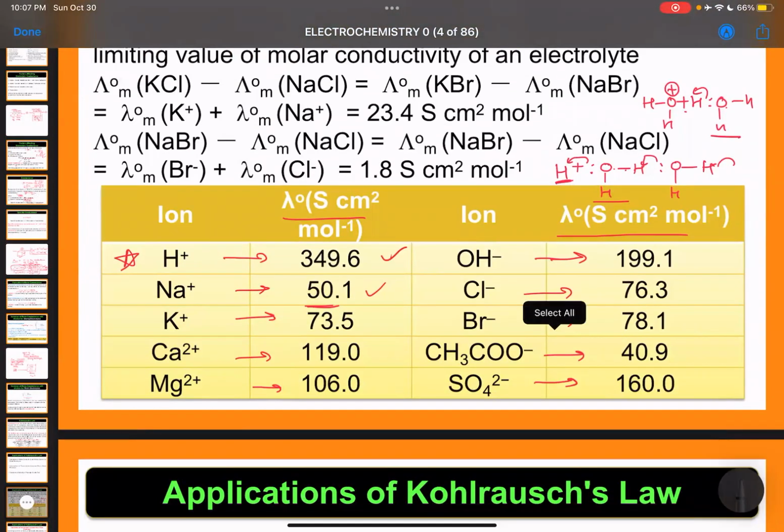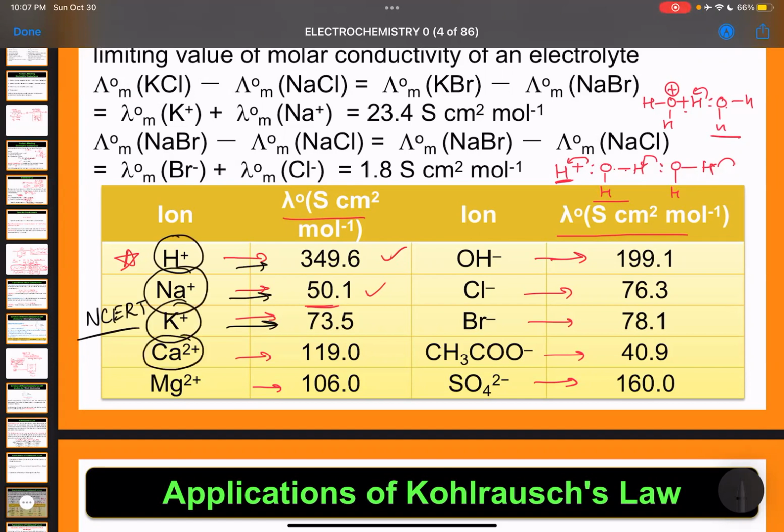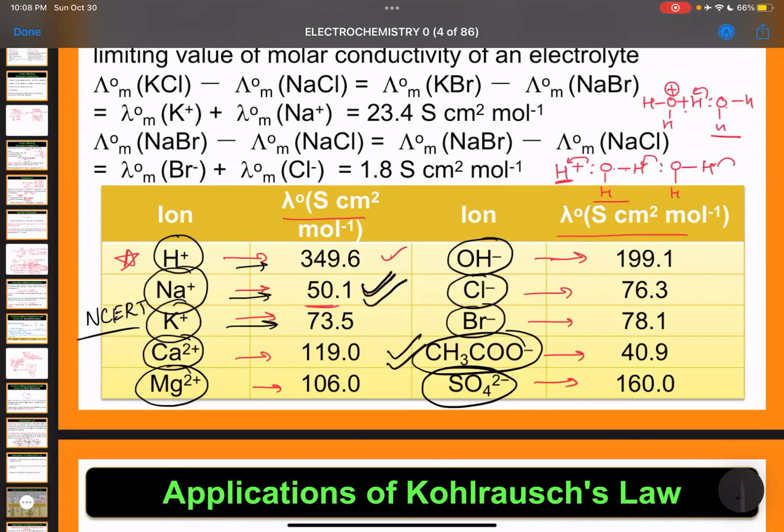This is given in NCERT, right? You can see over here, this is the table from your NCERT book. So experimentally it is calculated for individual ions, you can see, and it will be given to you. Suppose you need to find the molar conductance at infinite dilution for sodium acetate. Sodium acetate is going to be CH3COONa. So you are going to write the molar conductance of acetate ion and the molar conductance of sodium ion. You are going to add them together. That is 91.